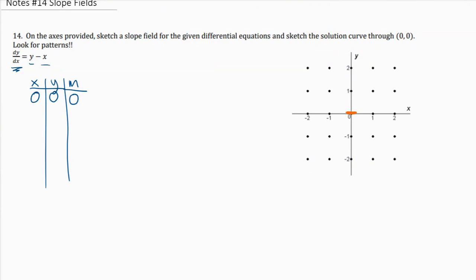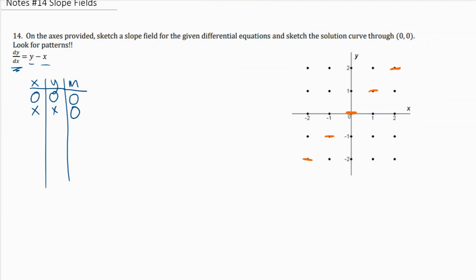And then let's plug in 1, 1 or 2, 2. Those will also subtract and give me 0. So whenever x is equal to y, my slope will be 0. So if I have the point (1, 1), my slope is 0. If I have the point (2, 2), my slope is 0. If I have the point (-1, -1), my slope is 0. If I have the point (-2, -2), my slope is 0, because when you subtract the x and the y, you get 0.